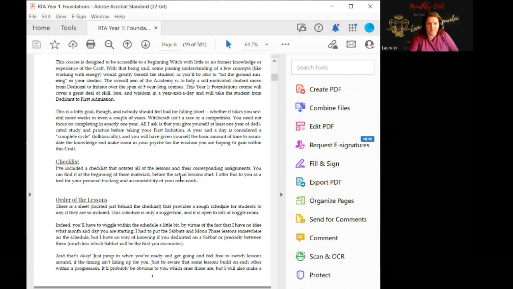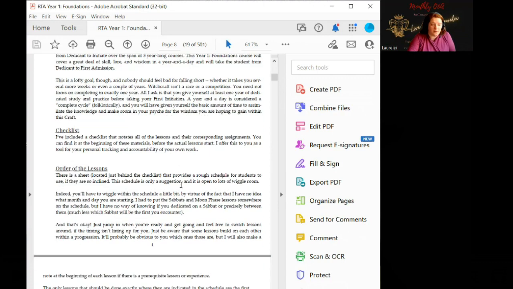It takes most folks more than a year, by a lot. Most people who do this program are going to struggle. They're going to have weeks that they have to take off, or lessons that are going to take them longer than that week to do. There's a checklist. We're going to look at that in a moment.